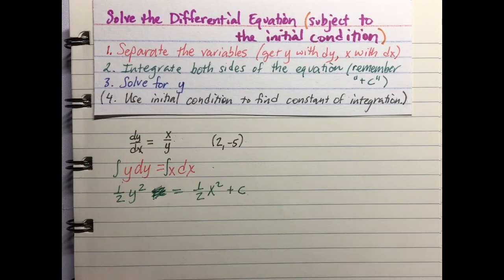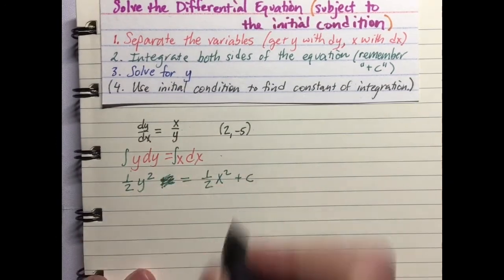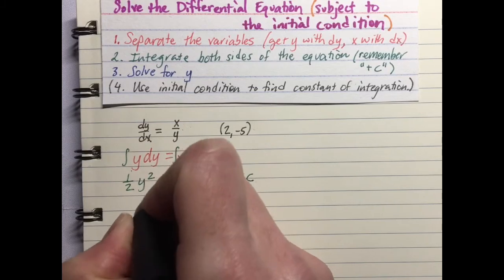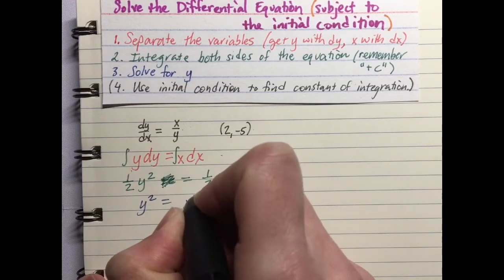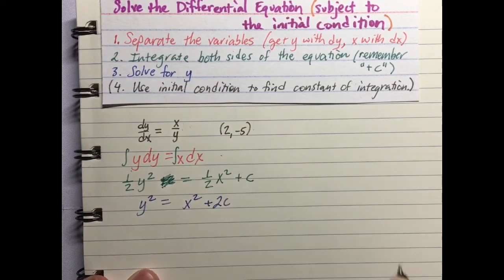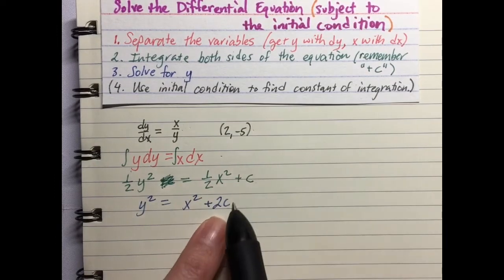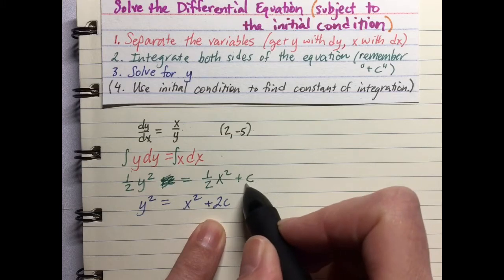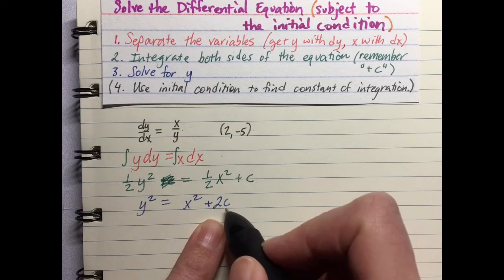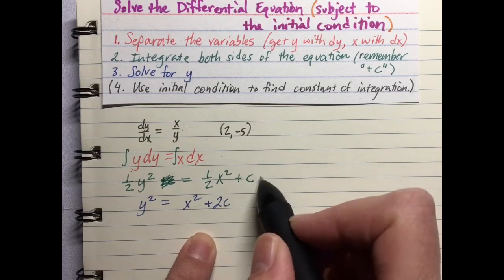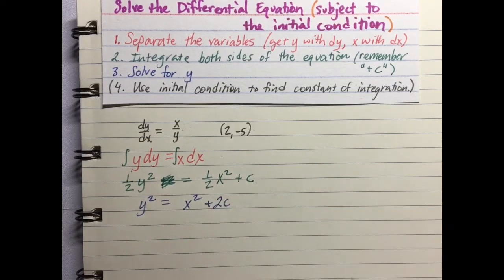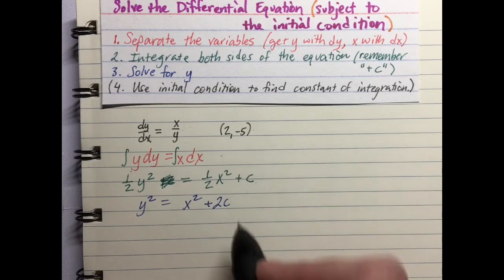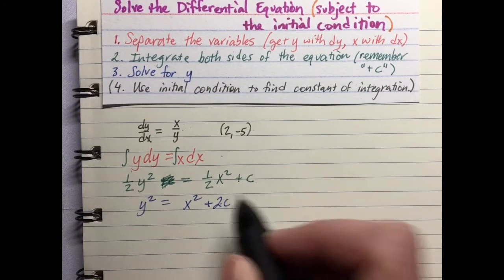Step 3, solve for y. So obviously I can multiply both sides by 2. So I have y squared equals x squared plus 2c. Now some books, when they're multiplying both sides by 2, since c is a constant, and if I double the constant, it's still a constant, will actually just say, I'm still going to call this a plus c on the right. That makes me feel algebraically uncomfortable, so I don't play that game. I just leave it as it is.